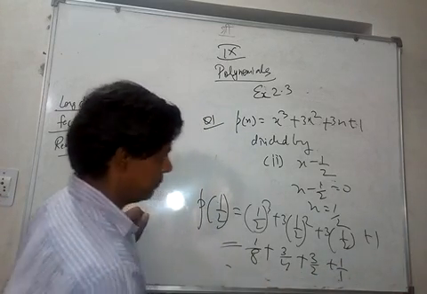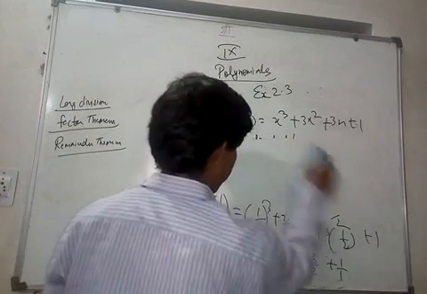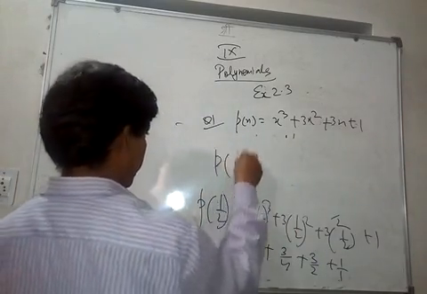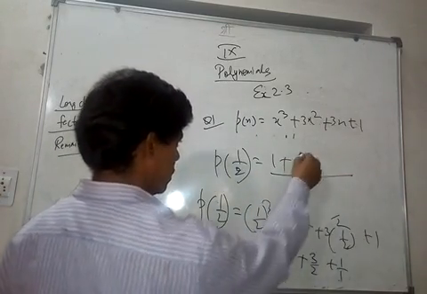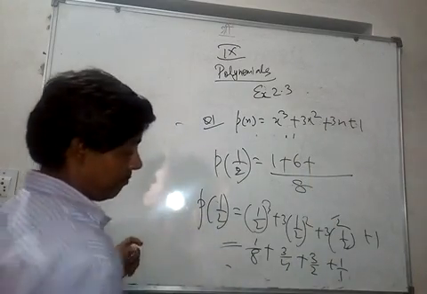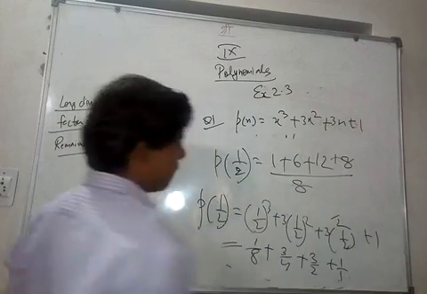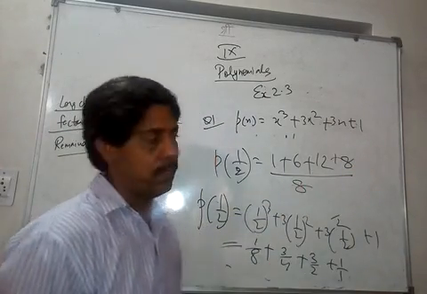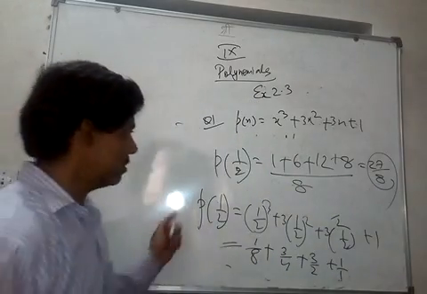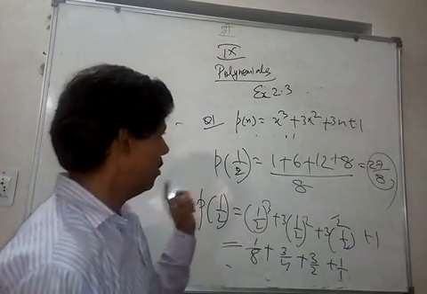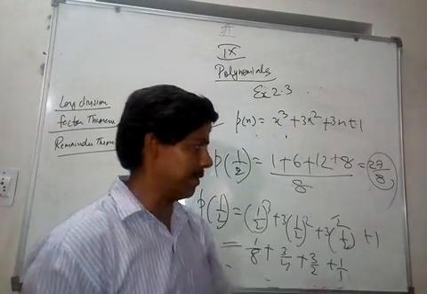Take the LCM as 8. So when you take the LCM as 8, you get p of half is equal to 1 plus 6 plus 12 plus 8, all over 8. You can add them, and you get 27 upon 8. So this is the second part answer for the first question. What is the remainder when this is divided by x minus half? The remainder is 27 upon 8.